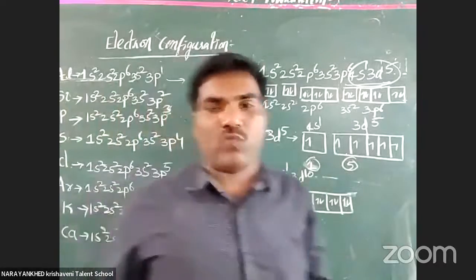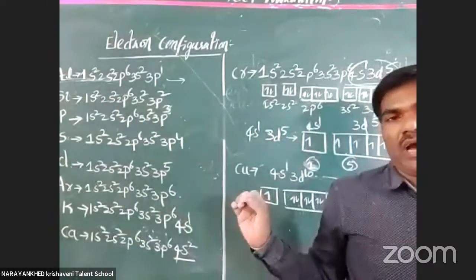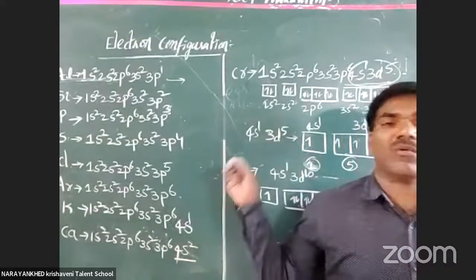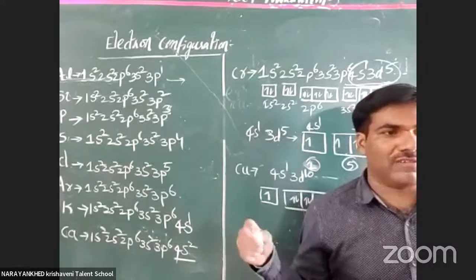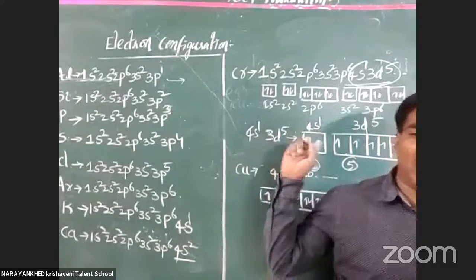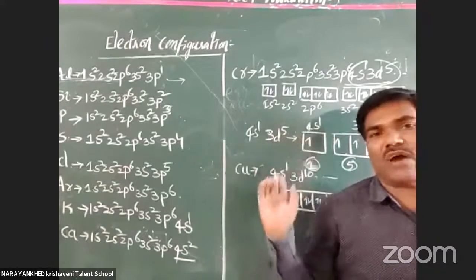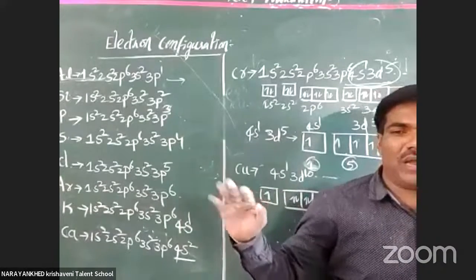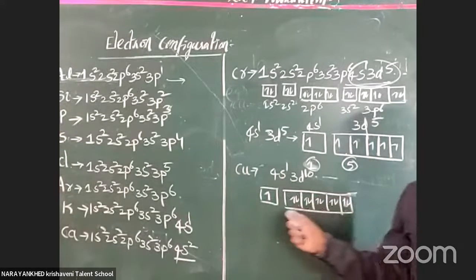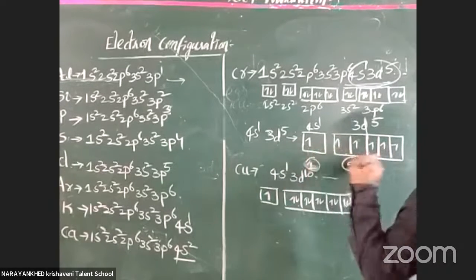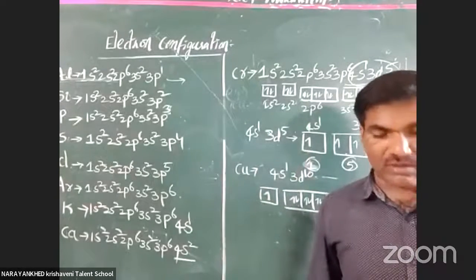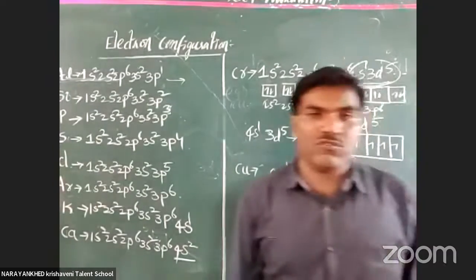Now, what is the statement? Either fully filled orbitals or half-filled orbitals have more stability. That's why the electronic configuration is written in that form only. In copper, there is a totally filled d orbital of 10, and the s orbital is half filled. In chromium, both are half filled. That's why it becomes more stable. This is all about electron configuration. Hope you understood, students.